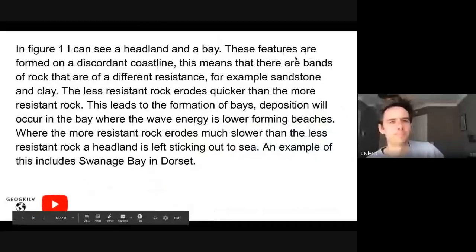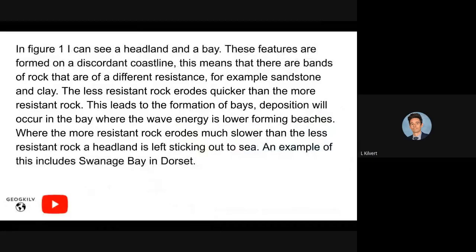It says, in figure 1, I can see a headland and a bay. These features are formed on discordant coastlines. This means that there are bands of rock that are of different resistance. For example, sandstone and clay. The less resistant rock erodes quicker than the more resistant rock. This leads to the formation of bays. Deposition will occur in the bay where the wave energy is lower, forming beaches. Where the more resistant rock erodes much slower than the less resistant rock, a headland is left sticking out to sea. An example includes Swanage Bay in Dorset.